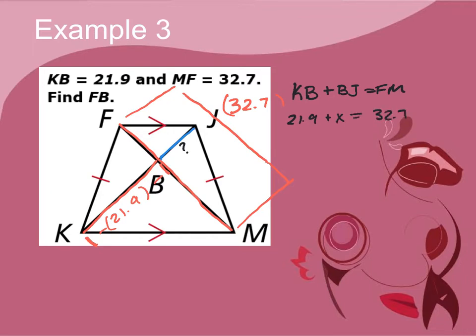So doing a little math there, 32.7 minus 21.9 gives me what? 10.8. Okay. Because the whole diagonal is congruent to the whole diagonal. The whole line is congruent to the whole line, which means that leftover part must be equal to the other leftover part.